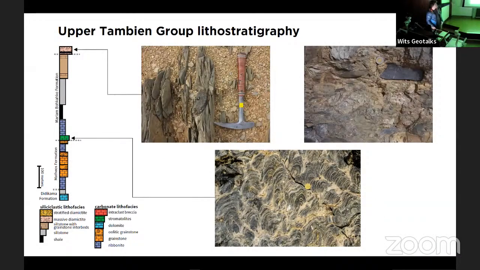So on the top, we've got two photos of the dimictite. In this case, these rocks were quite deformed, right? They're preserved in a series of synclines and anticlines, because these were massively overprinted during the Pan-African.